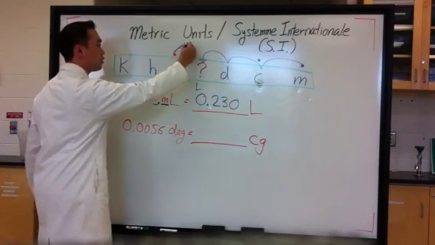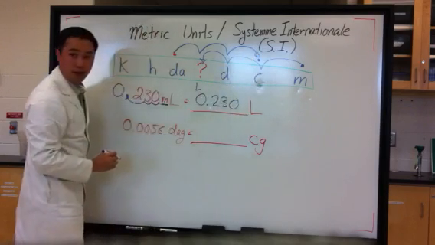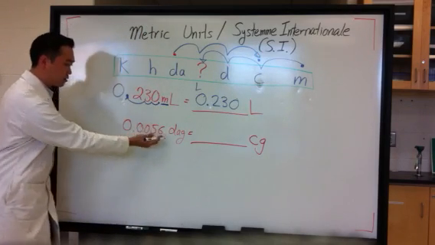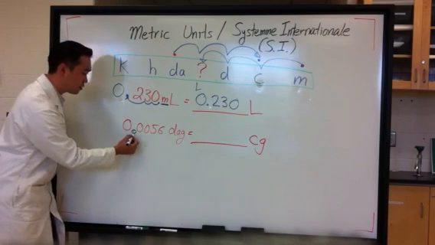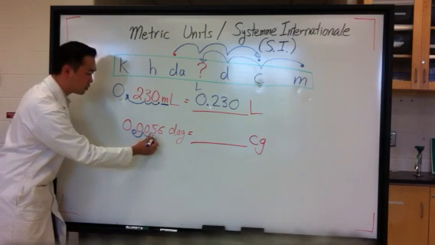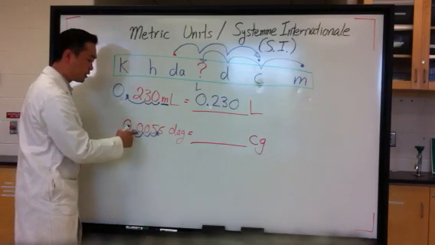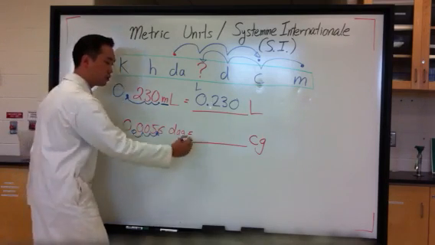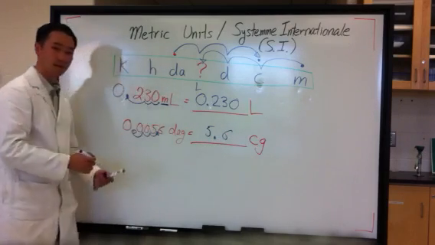So we start here. 1, 2, 3. 3 jumps to the right. Where's the decimal point? Right here. We want to make 3 jumps to the right. 1, 2, 3. And this is where the decimal is going to be. So therefore, 0.0056 decagrams is equal to 5.6 centigrams.